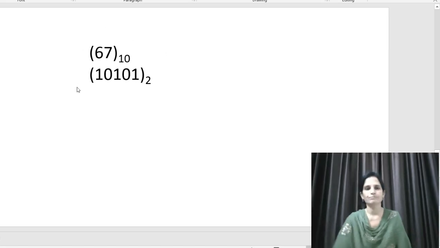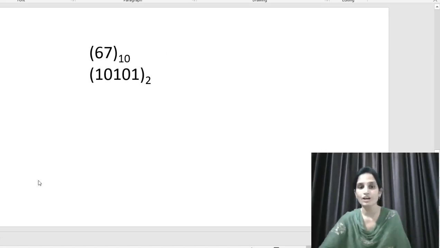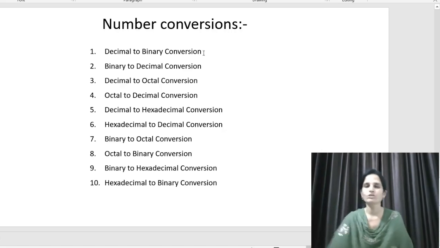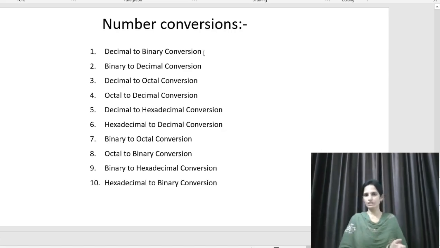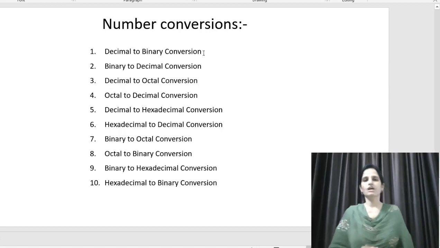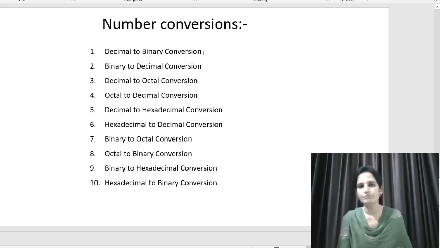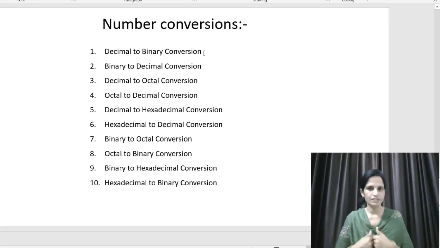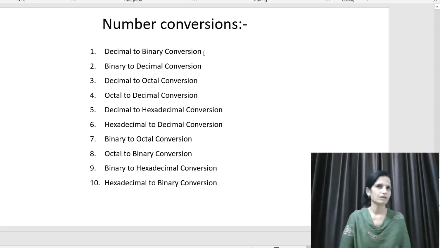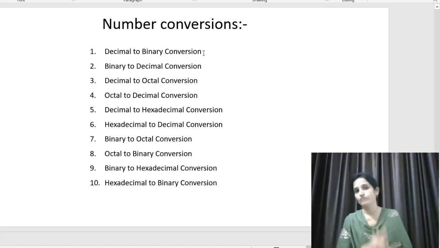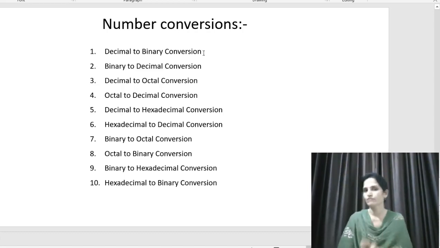And in this chapter we are basically talking about the conversion of these number systems. We convert one number system to another number system. For example, the number systems are decimal, binary, octal and hexadecimal. In this chapter we convert our decimal number system to binary number system. For example, our number is 67 in the decimal number system, so we convert it into the binary number system.